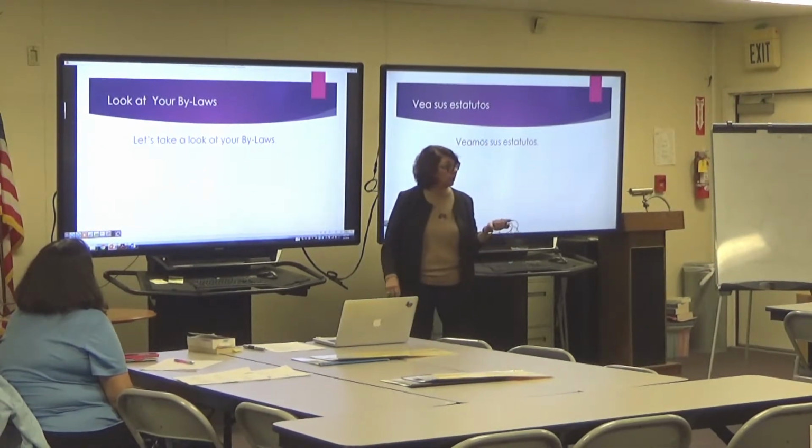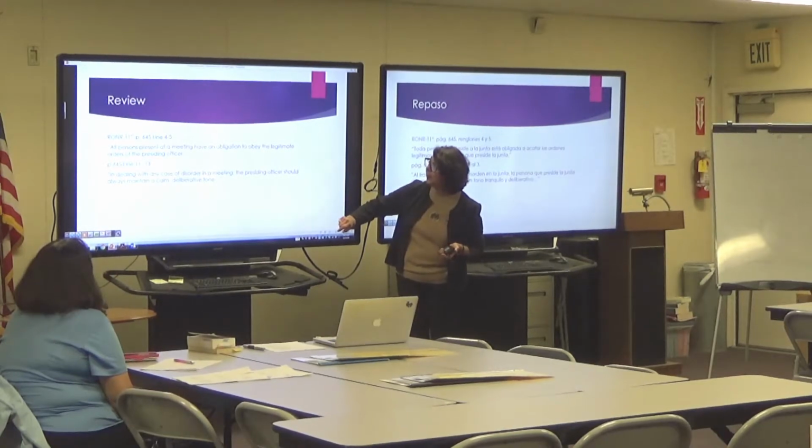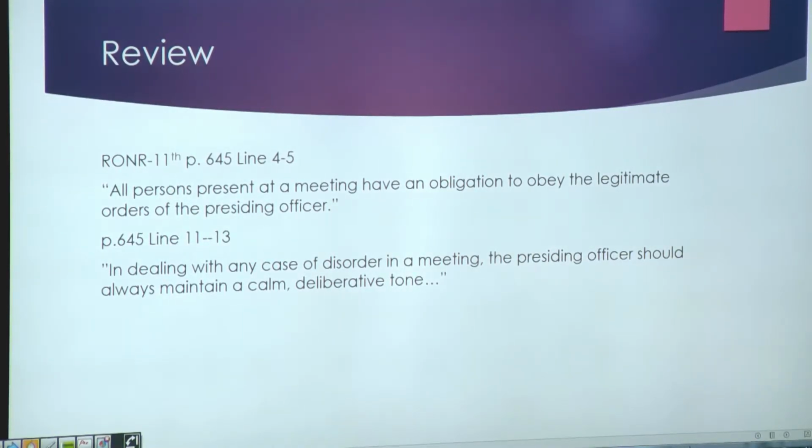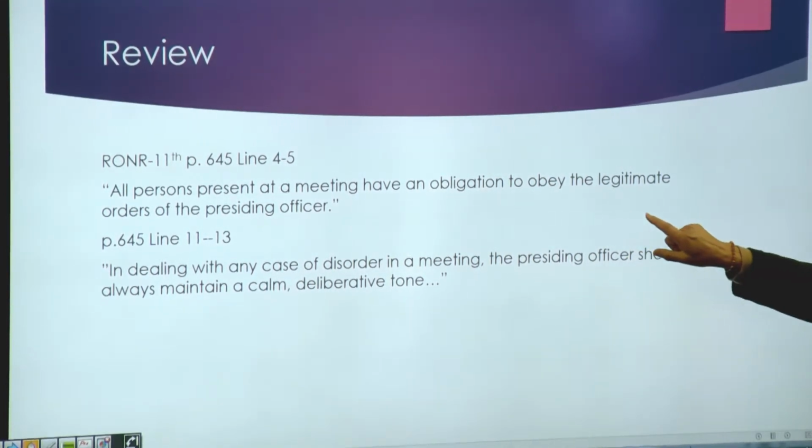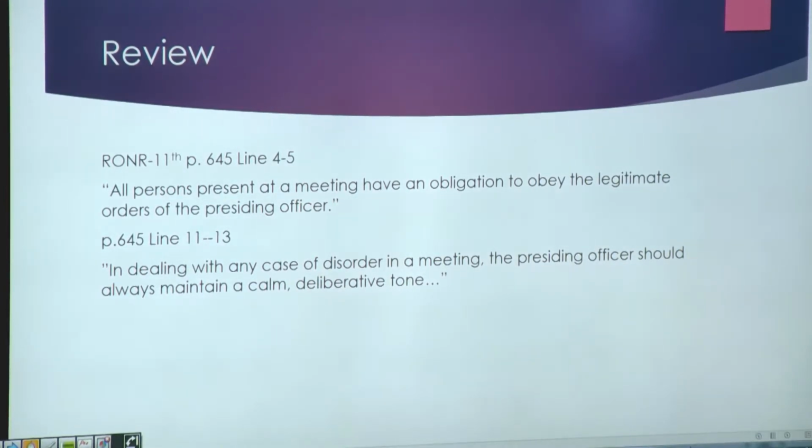Okay, so I was going to have us look at the bylaws, but we're going to skip that because it's already getting late. But let's talk about if someone is challenging. According to Robert's rules, all persons present at a meeting have an obligation to obey the legitimate orders of the presiding officer. If the presiding officer says you are out of order, they respect that they are being told they're out of order. Also in Robert's rules, in dealing with any case of disorder in a meeting, the presiding officer should always remain calm and use a deliberative tone. I'm sorry, but you are out of order.